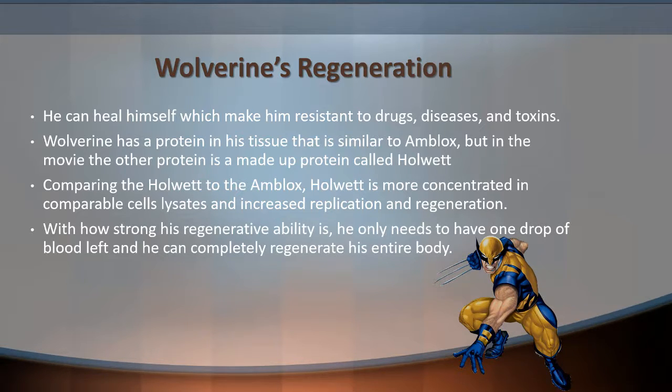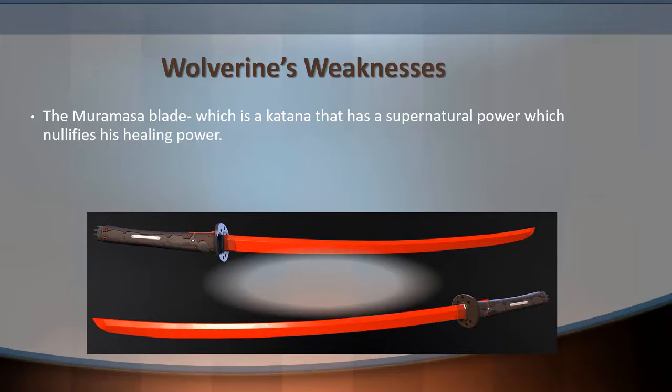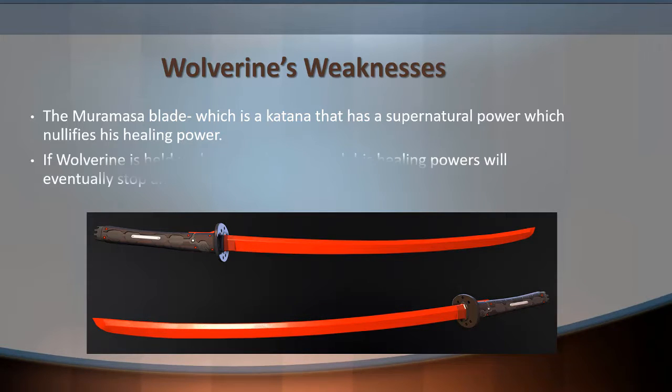With how strong his regenerative ability is, he only needs to have one drop of blood left and he can completely regenerate his entire body. Wolverine's weaknesses. So, the Muramasa Blade, which is a katana that has a supernatural power which nullifies his healing power. And also, Wolverine can actually drown if he is held underwater for a long enough time.